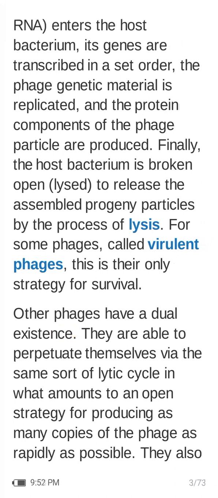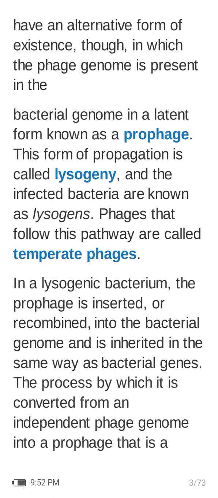Other phages have a dual existence. They are able to perpetuate themselves via the same sort of lytic cycle, in what amounts to an open strategy for producing as many copies of phages as rapidly as possible. They also have an alternate form of existence, in which the phage genome is present in the bacterial genome in a latent form known as prophage. This form of propagation is called lysogeny, and the infected bacteria are known as lysogens. Phages that follow this pathway are called temperate phages.